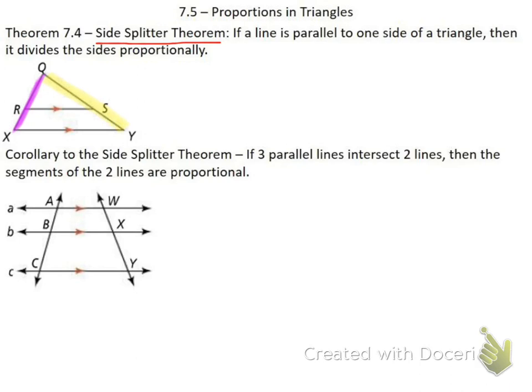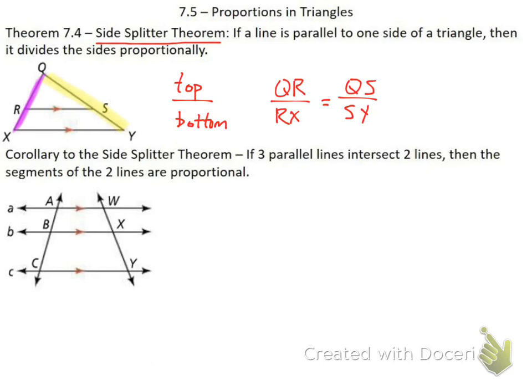So what I can do is set it up the same way as we did in section 7.2, where I can do the portion on the top over top of the portion on the bottom. And so I can take the purple segment, the top piece over the bottom piece, so that'll be QR over RX. And that's going to be equal to the yellow segment, again, the piece on the top, which is QS, over top of the piece on the bottom, which is SY.